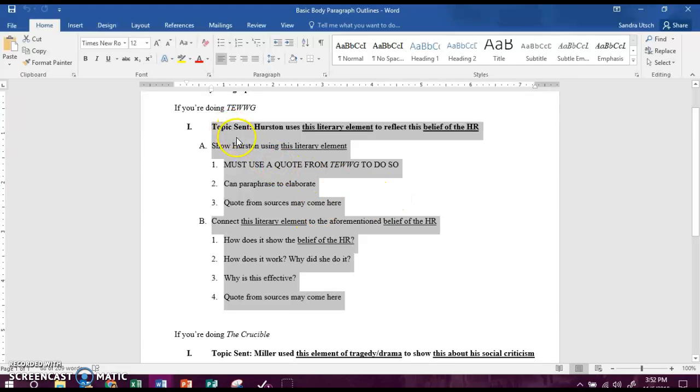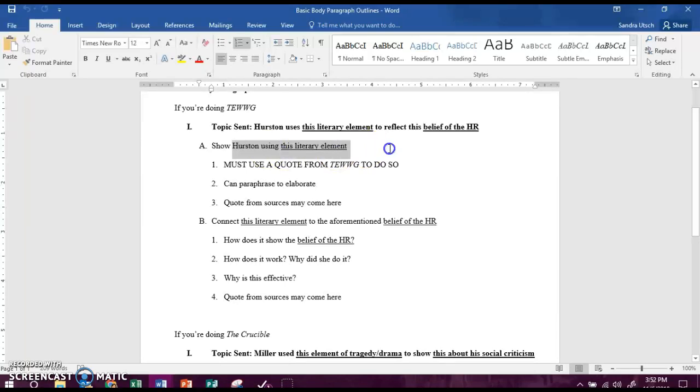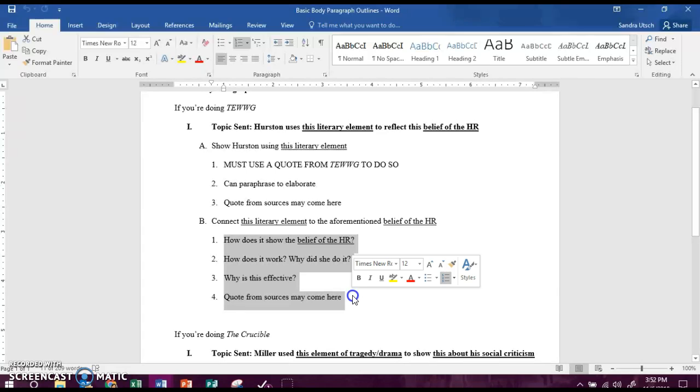But your body paragraph where you're talking about how she uses this literary element to do this, here's what you're going to do. You're going to, first of all, show her using this literary element, and you've got to use a quote. Then you've got to explain, connect the literary element to the belief of the Harlem Renaissance. And here's some questions to help you move that along.